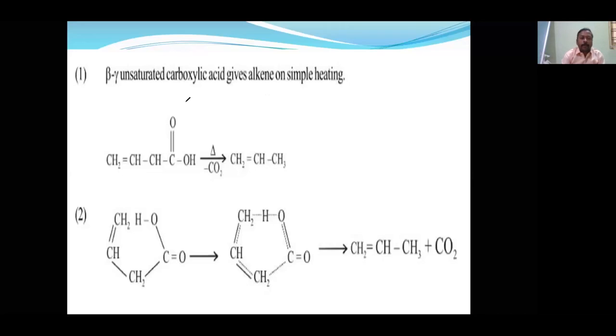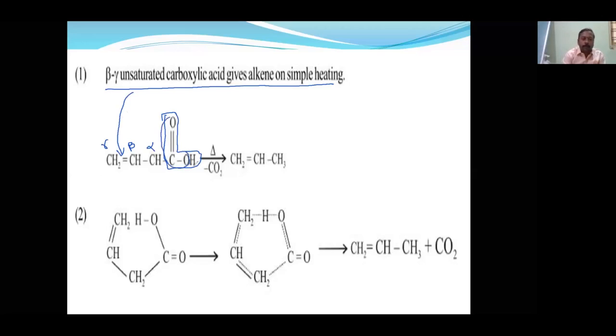Next one, beta gamma unsaturated carboxylic acid gives alkene. So what is beta gamma? Same, alpha beta gamma identification is very simple. This is the functional carbon. This is alpha. This is beta. This is gamma. So between them the double bond is there. Double bond and triple bond are called unsaturation. So simply on heating the CO2 will be lost.